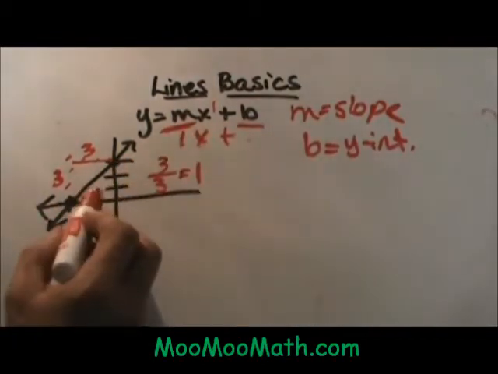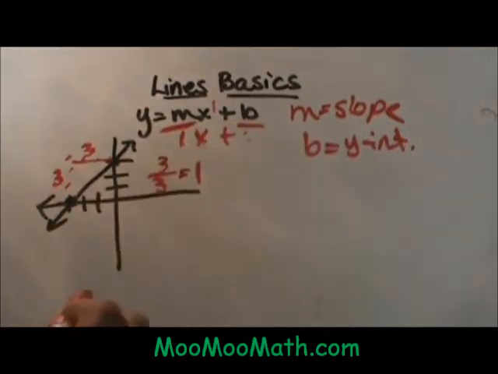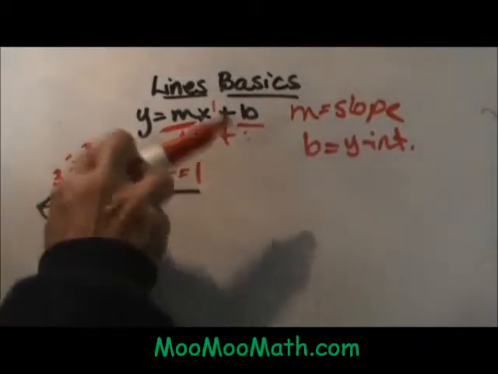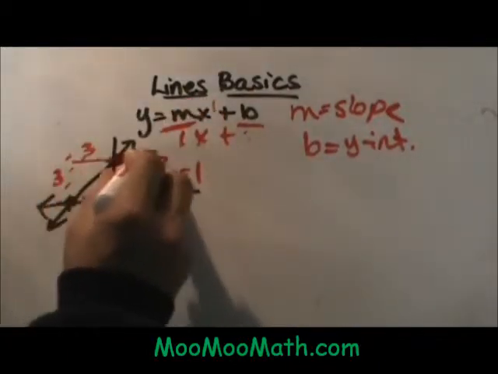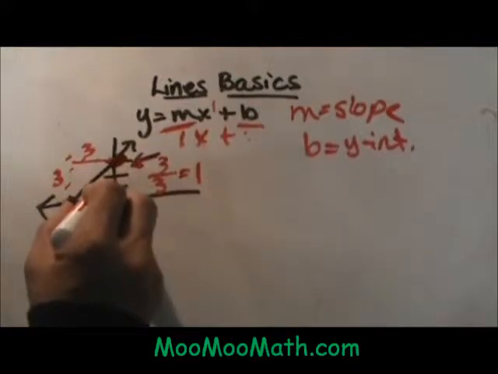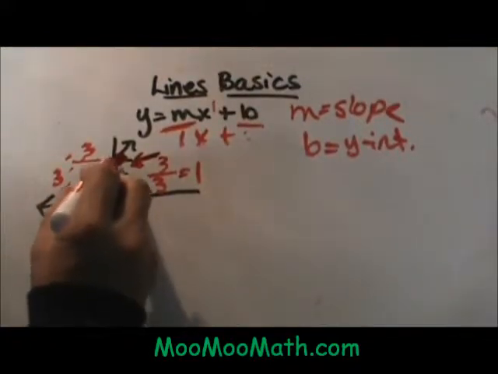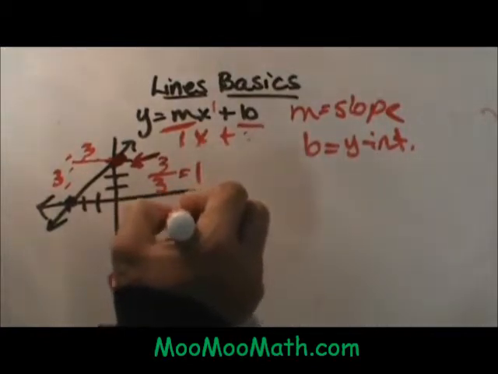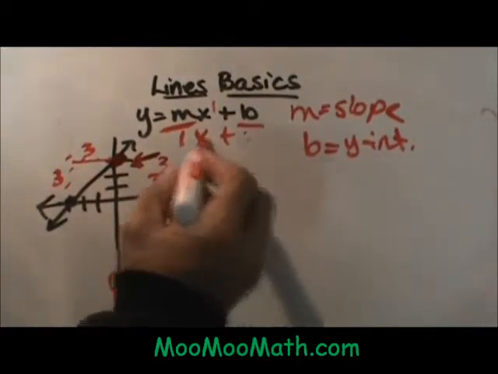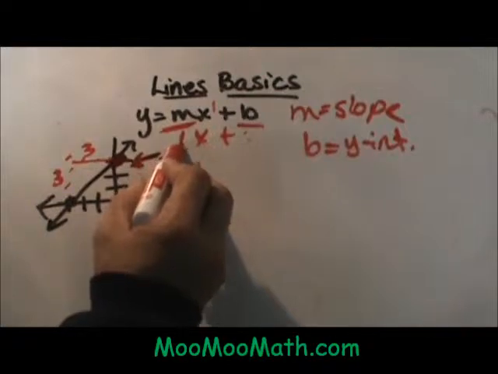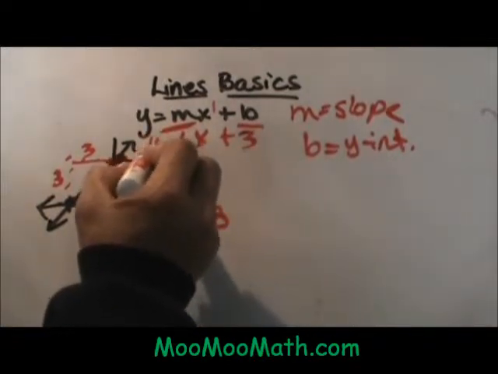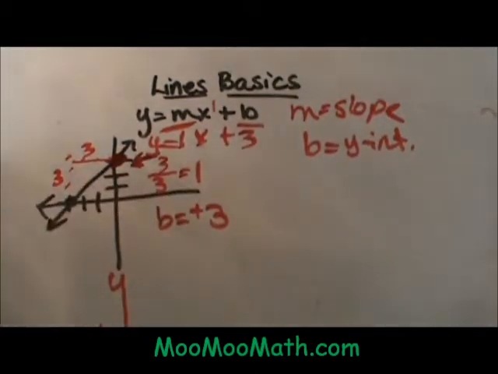Then I'm going to plug in the value of the y-intercept. What you do is go to the y-axis, the long axis, and see where the line crosses. The line crosses right here at this value. And since it's above the origin, 1, 2, 3, that's a positive 3. So b is equal to positive 3. So the equation is going to be 1x plus 3 is equal to y. And that's the equation for that line.